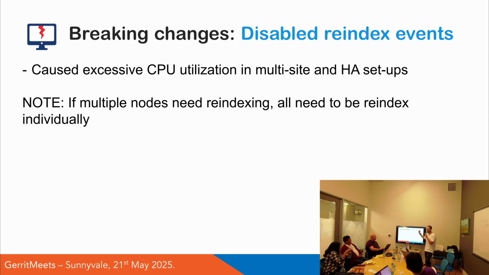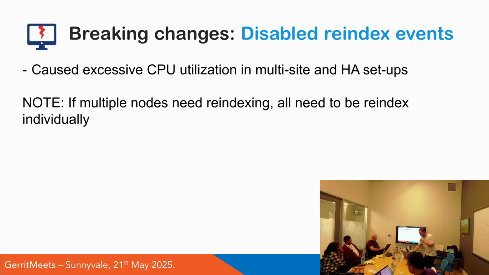Disabled reindex of events. This is something that bit me in the past. I did an upgrade, and then it was stuck in a reindexing loop between multi-site nodes. So I suspect this has something to do with that problem I had. Essentially, if you reindexed on a node, it would then trigger all of those reindexing events to all the nodes, which is pretty pointless. So those are not triggered anymore. If there are multiple nodes that need reindexing, you need to reindex all the nodes individually.